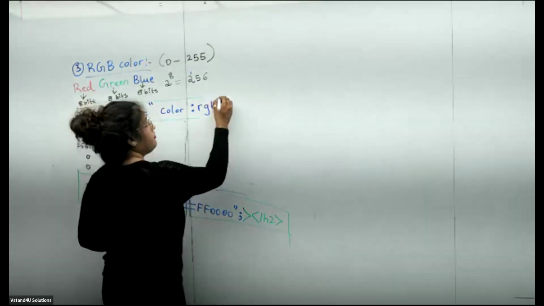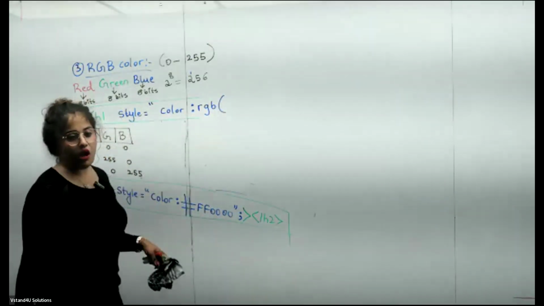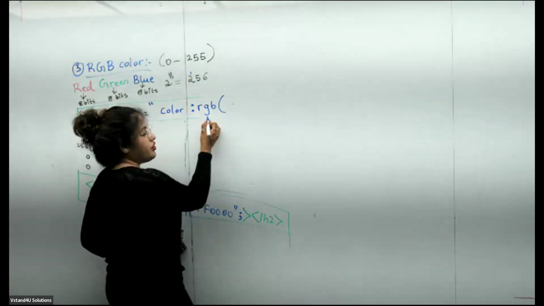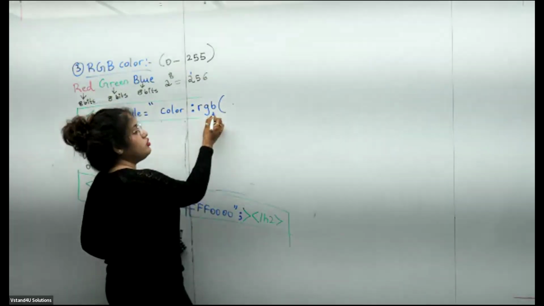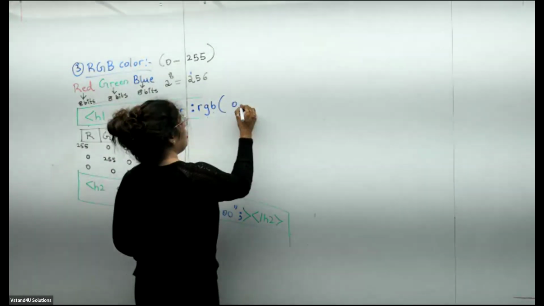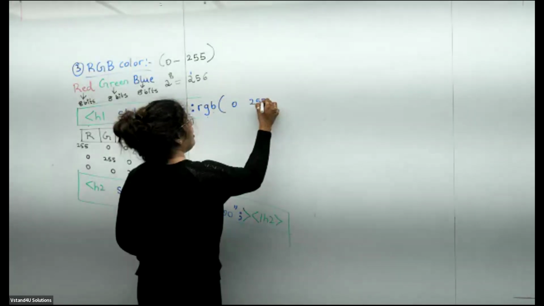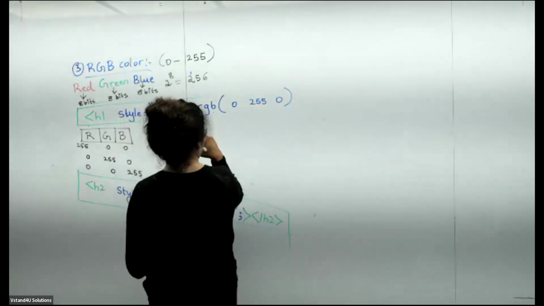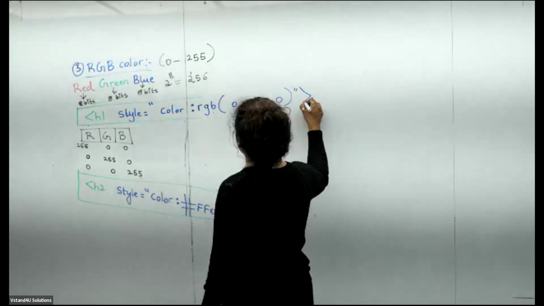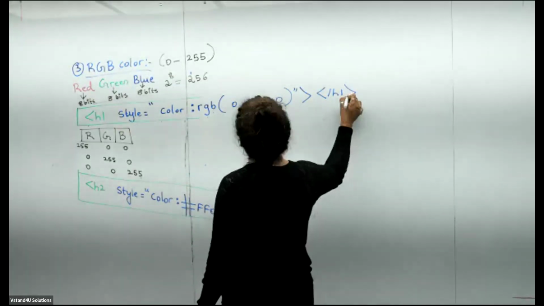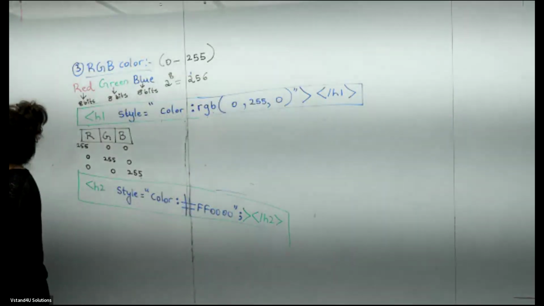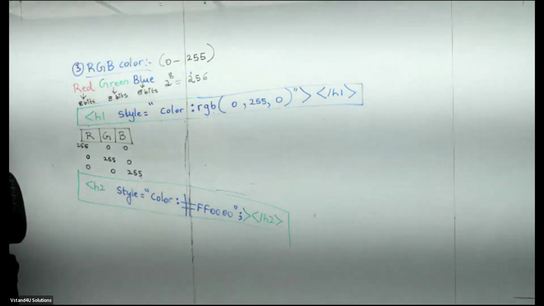And obviously, if I want red color to be displayed, what values will I give here? See, the first value is for red, the second value is for green, and the third value is for blue. If I want green color, then I'll give 0, 255 and 0. Clear with this? And then I will close this and close the H1 tag. This is how you will display your RGB color. Clear?